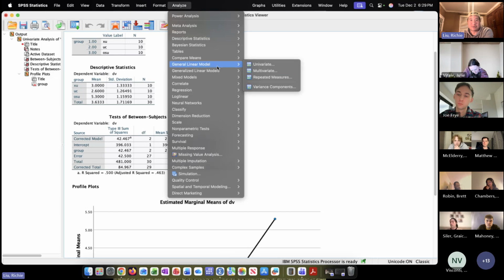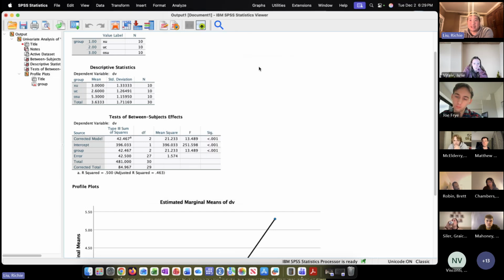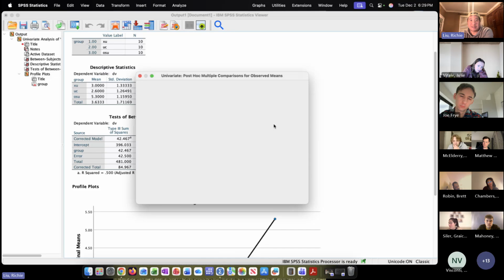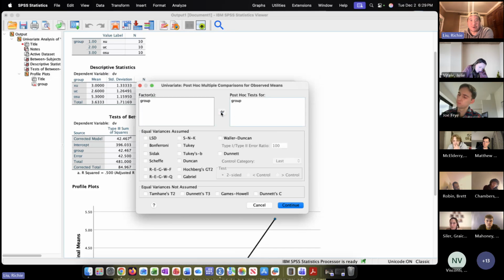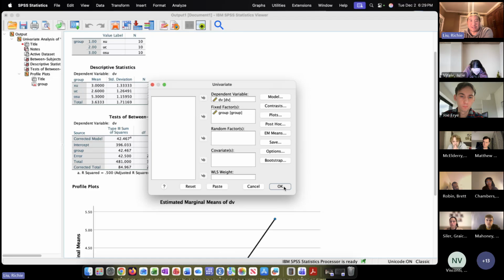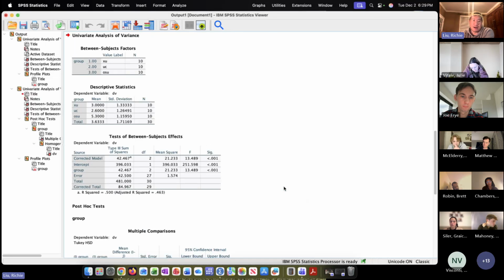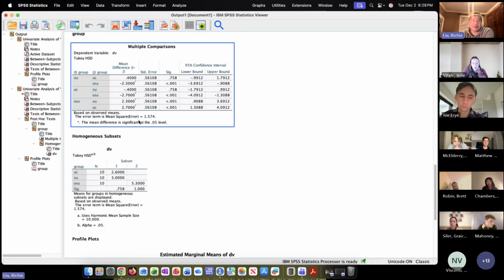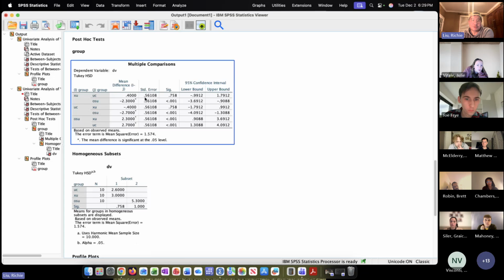I'm going to go back to the general linear model univariate, and then I'm going to hit post hoc. Bring over the group variable, and again, your Tukey is the one we typically run. The Tukey controls the most conservatively in terms of minimizing type 1 errors, and I'll hit OK. It's going to run everything again, and here what I'm looking for is the actual post hoc table.